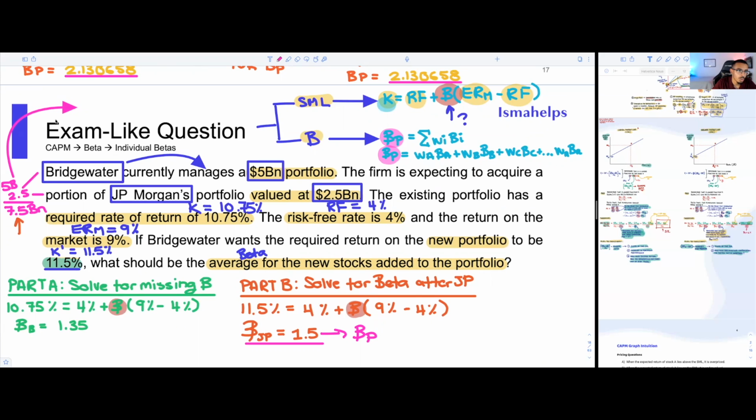There you go. We know that our portfolio consists of two funds. It consists of Bridgewater and it consists of JPMorgan. Now remember, 5 billion is for Bridgewater, sorry about that, and then 2.5 billion is for JP. So what we could do is find the weight associated to each of these.